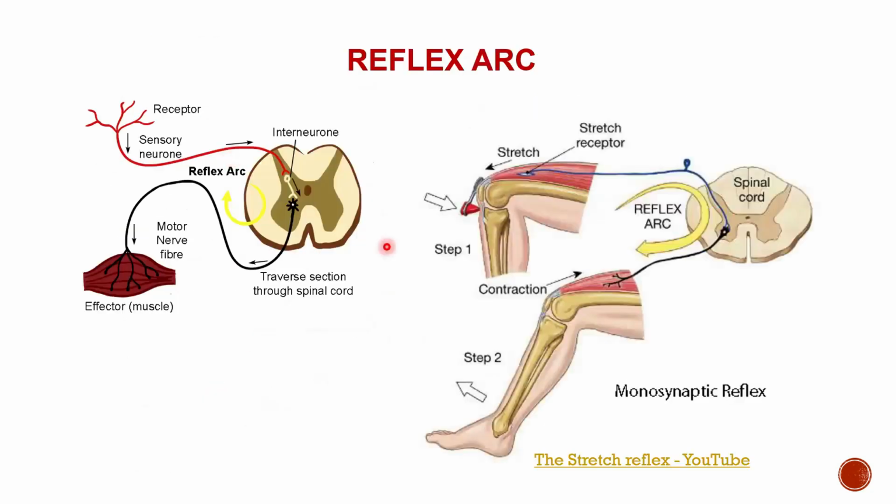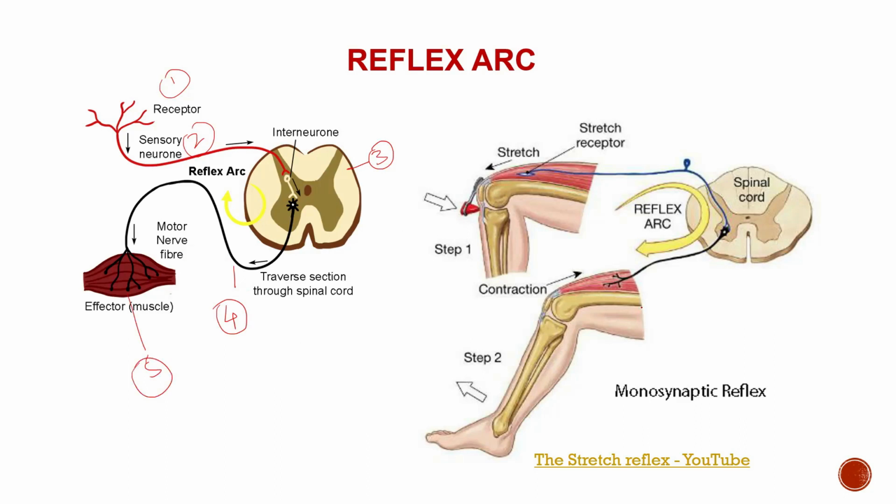As I told you, how many components does the reflex arc have? It has 5 components. What are those? 1, the receptor. 2, the afferent nerve. 3, the center. 4 is my efferent nerve. And 5th is my effector organ.